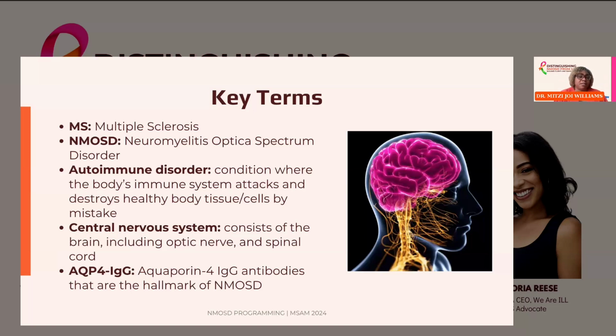When we talk about these diseases, they are both autoimmune disorders, meaning the immune system, the part of the body that normally attacks viruses and bacteria, gets confused and attacks a good part of the body. They also affect the central nervous system, which includes the brain, the spinal cord, and the optic nerves, or the nerves to the eye. One of the blood tests that specifically helps diagnose NMOSD is called aquaporin 4 antibody. These antibodies tell us about the target of what's being affected in the central nervous system in those who have NMOSD.